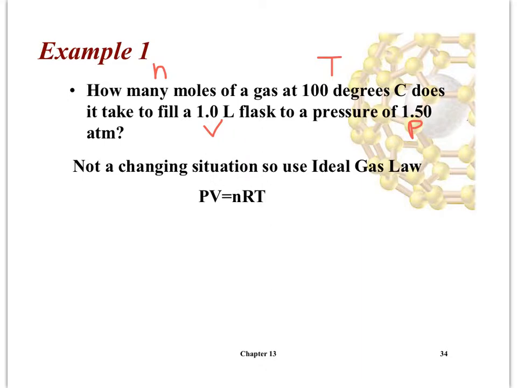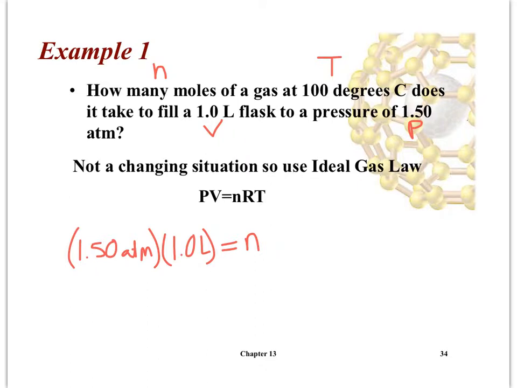And so in that case, because I don't have changing conditions, I use the ideal gas law, the PV equals nRT. So I plug in my values. My pressure is 1.50 ATM. My volume is 1.0 liters. N is what I'm solving for. R is not given to me, but it's a constant that I know.